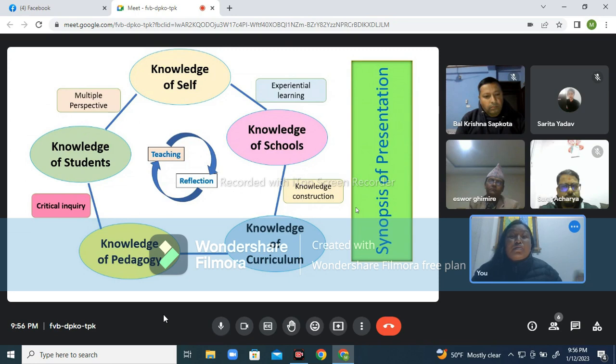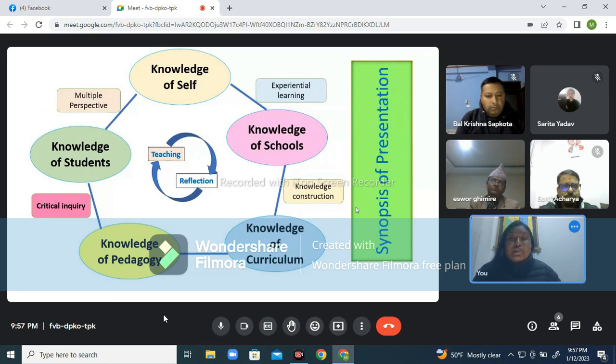Here we have included some of the knowledge. First one is the knowledge of self. While doing the reflective practices, the teacher can understand his or her own weaknesses and strengths. And by working on those, teachers can develop his or her own perspective or value of self. After that, during the reflective practices, teachers can gain knowledge about the students' learning nature and students' learning patterns.